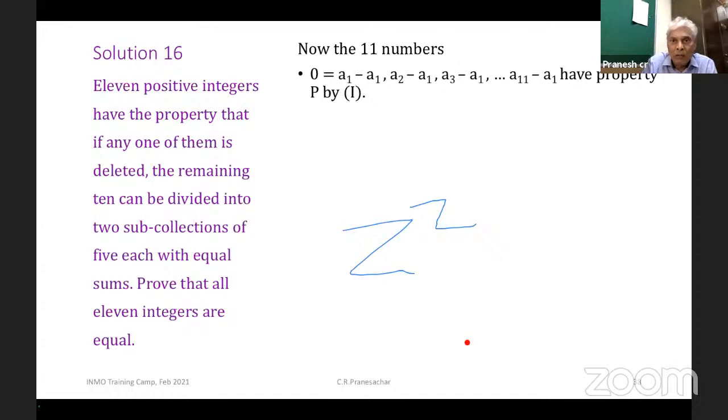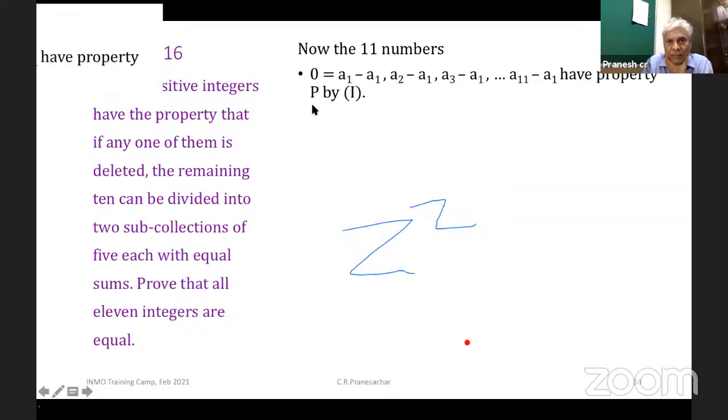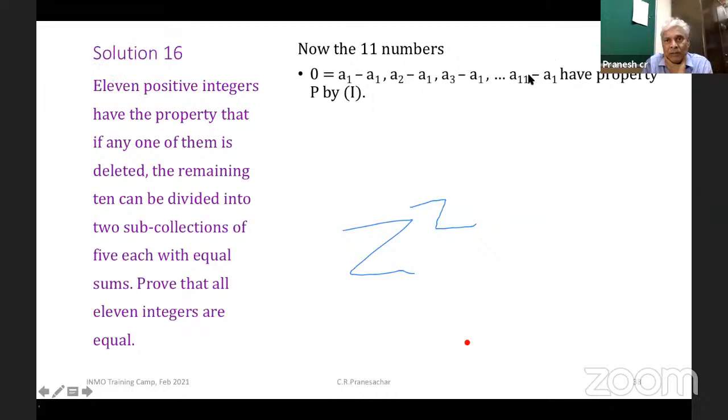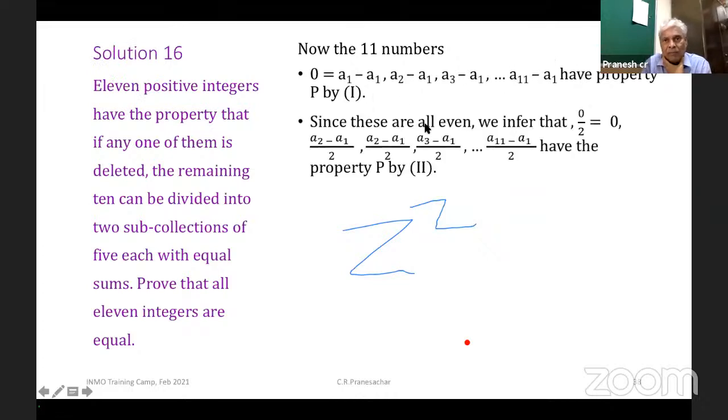Now, you subtract a1 from each of the integers. If you subtract a1 from a1, you will get 0. Then a2 minus a1, a3 minus a1, etc. will have the property P, because you can add any real number. But these are integers having the property P. Since 0 is even, all the other integers also will be even. Therefore, you can divide by 2 and still get integers.